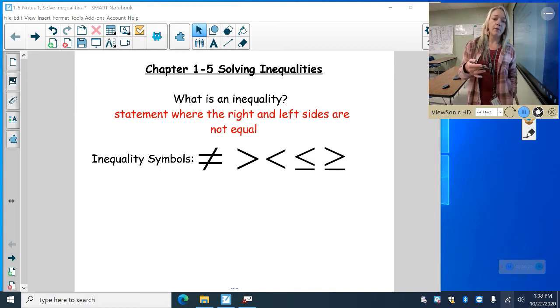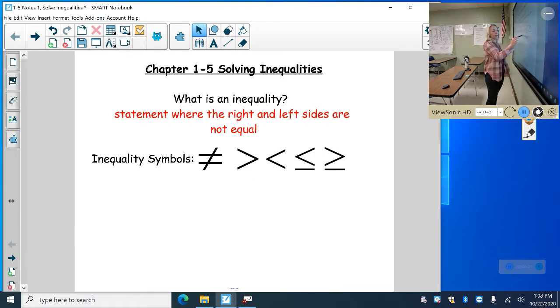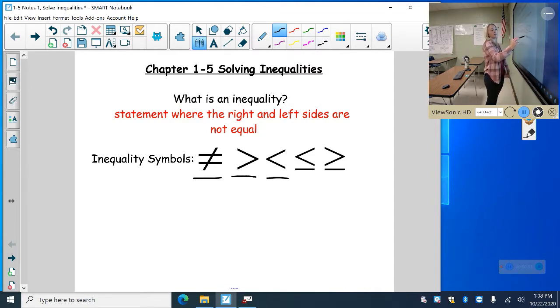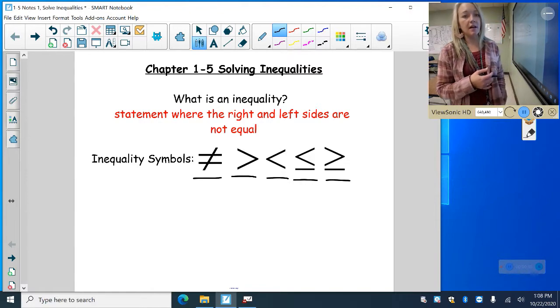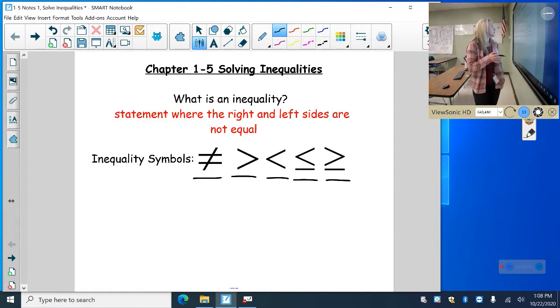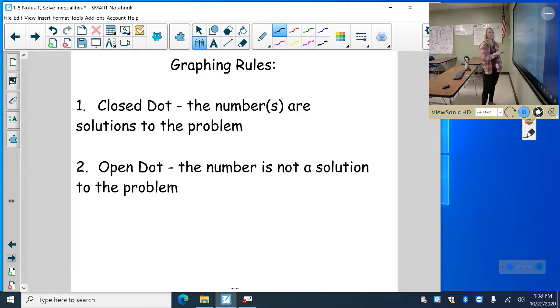So if you remember, you've probably seen these before. We have not equal to, greater than, less than or equal to, and greater than or equal to. So those are all the symbols that mean not equal. It's just a symbol other than the equal sign. So let's go through and figure out how to solve inequalities.